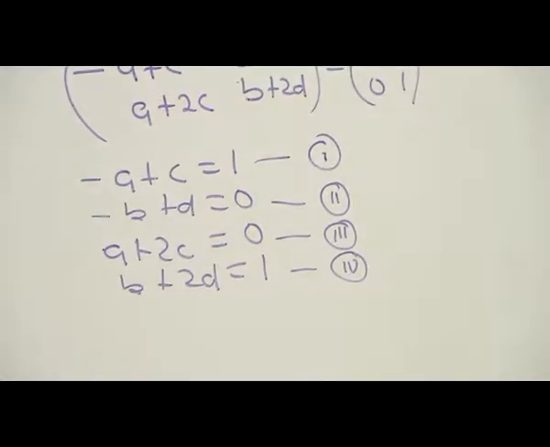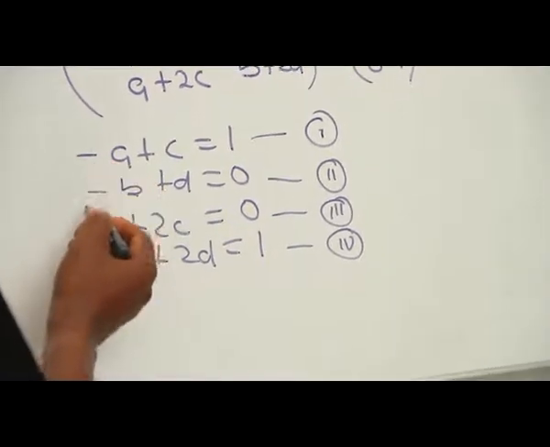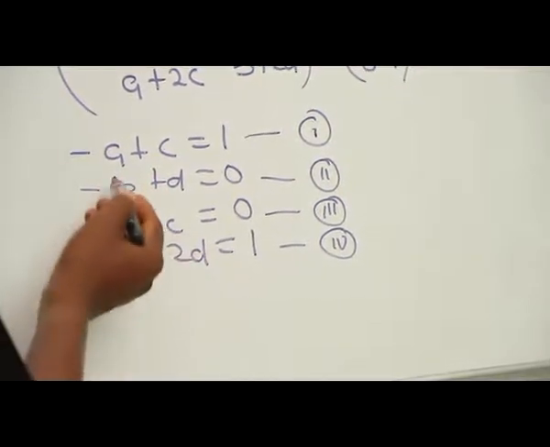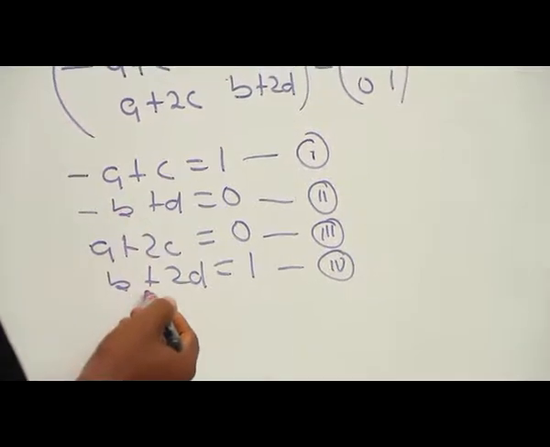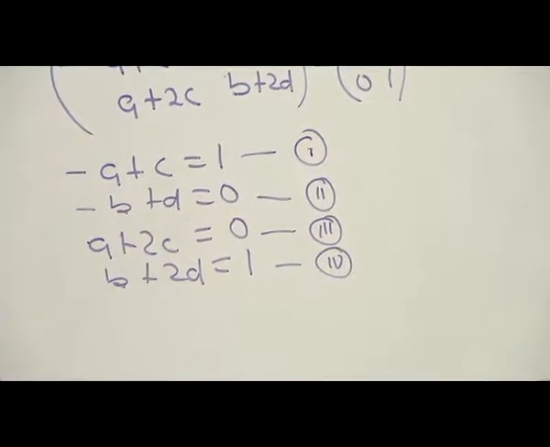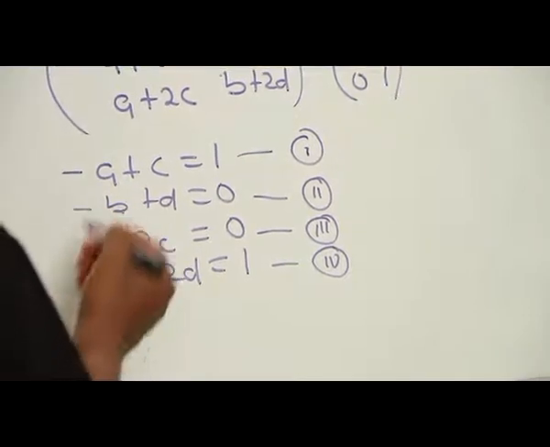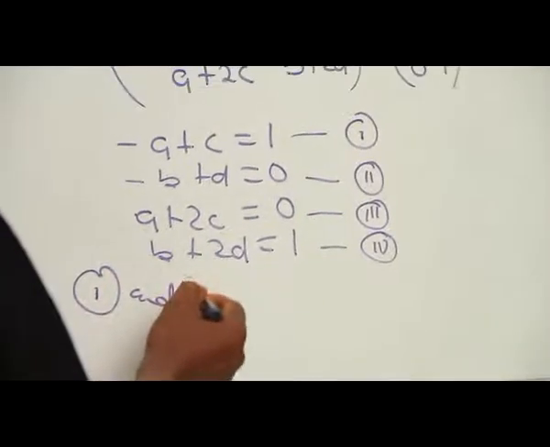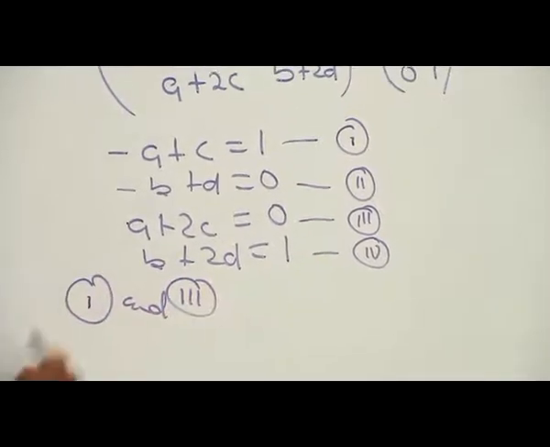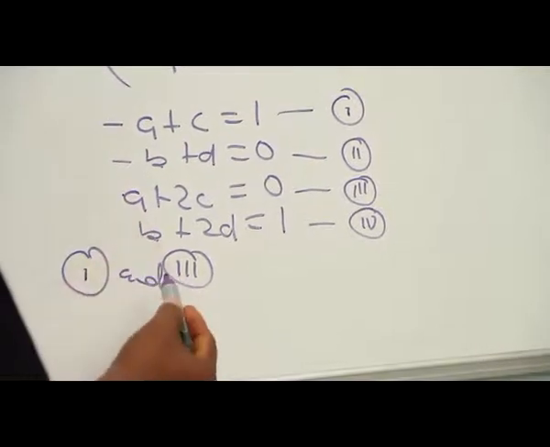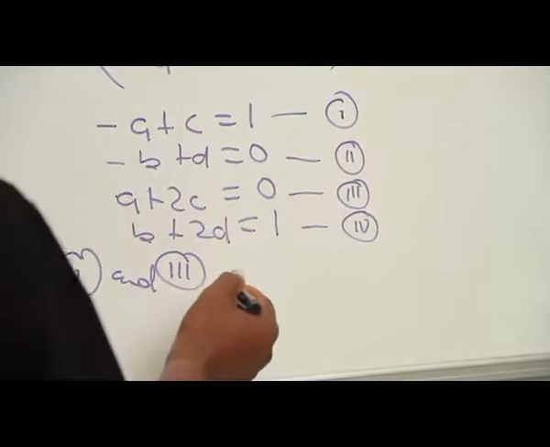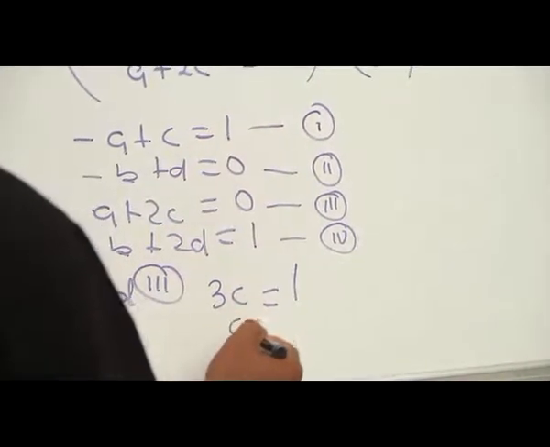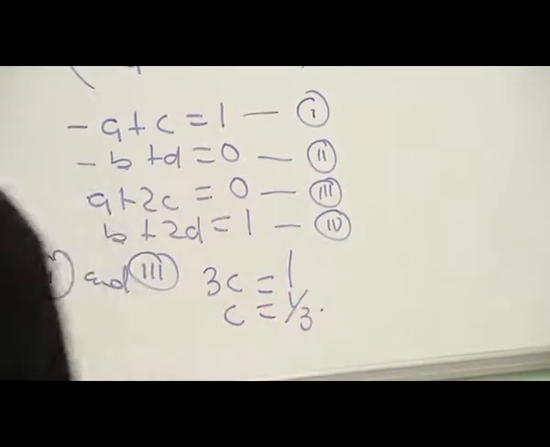You will now solve. If you take equation 1 and equation 3, you will find the value of A and the value of C. You take equation 2 and equation 4, you will find the value of B and that of D. So let's try and see how this one will be solved. From equation 1 and equation 3, if you look at that, minus A plus A is 0, and C plus 2C will give us 3C. And 1 plus 0 is 1. Therefore, C here is equal to 1 over 3.